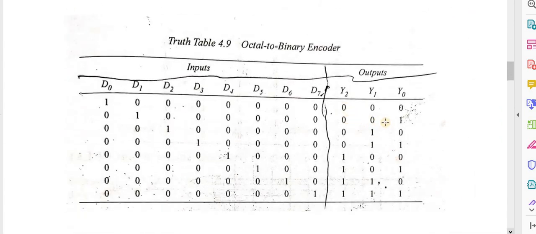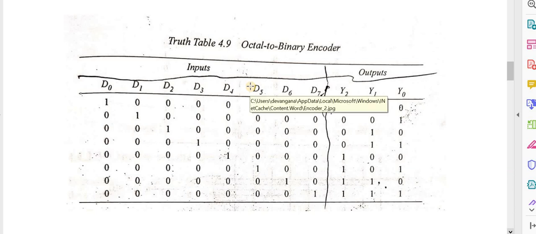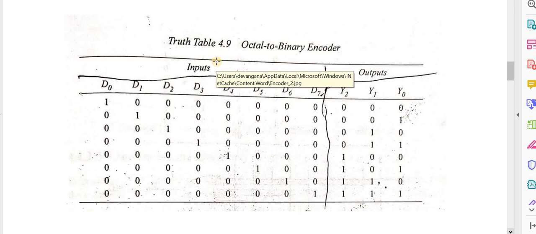So when 001 is generated, then D1 is high. When 010 is generated, then D2 is high, and similarly we can get the other high inputs. Okay, so all these are actually theory parts, so you have to remember this theory for your exam.